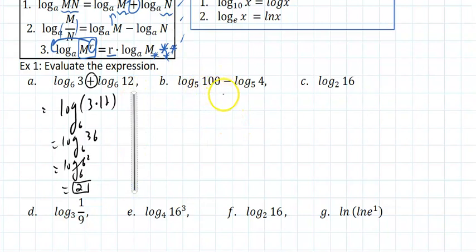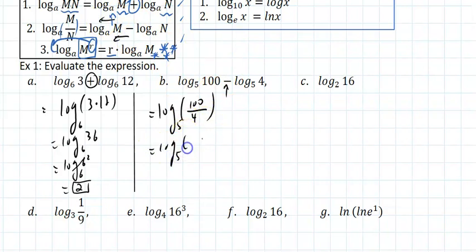2 logs with a minus, well, I could combine into a single log. That would be the single log base 5 of 100 divided by 4. So this is going backwards. That would be the log base 5. 100 divided by 4 is 25. And 25 is 5 squared, so we know that's a 2 as well, because the base of the log and the base of the exponential match.